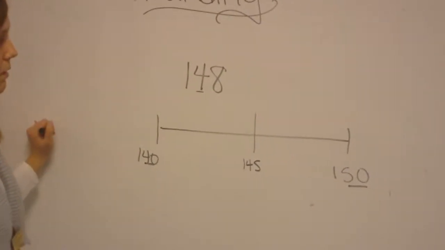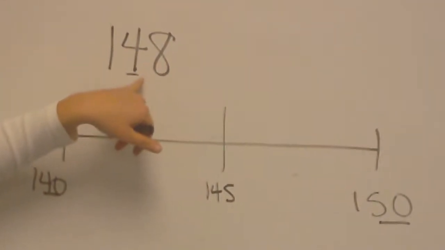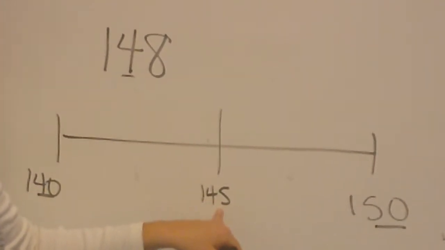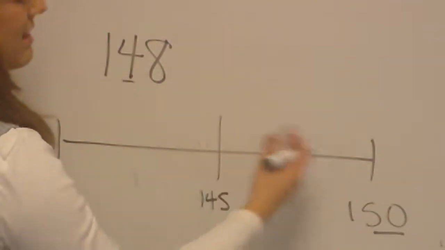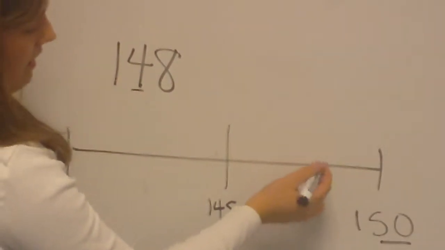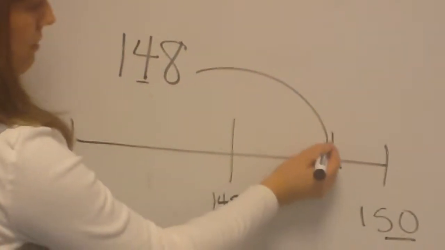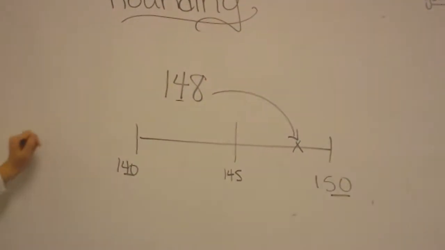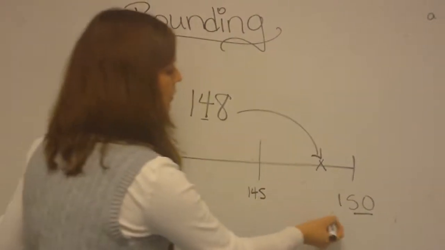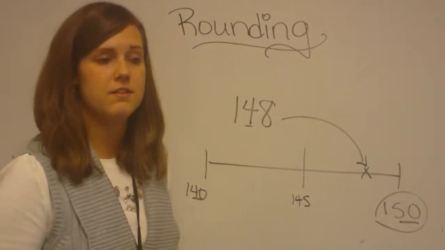Where does this number go now? Well, if this is my halfway, I see 148 is more than 145. So somewhere on this side it's going to go. If I were to make a really good idea of where it would go, this would be about where 148 goes. So based on that, what would it be rounded to? 150. So 148 is about 150. And that to me might be an easier number.